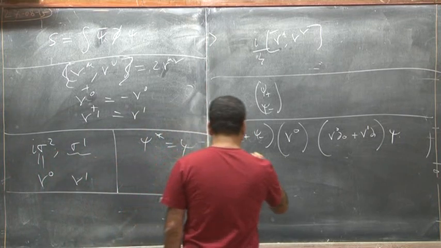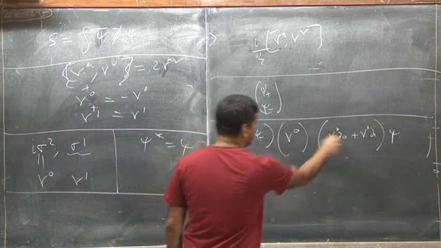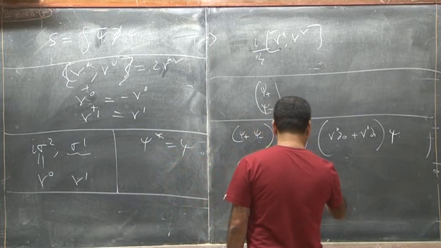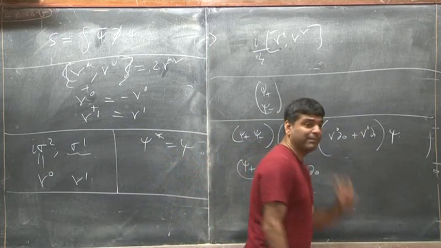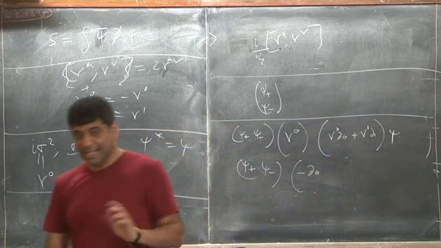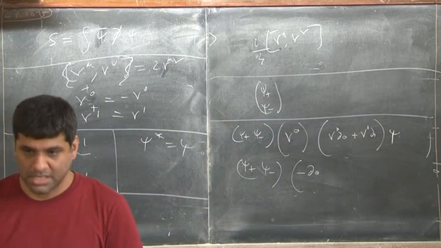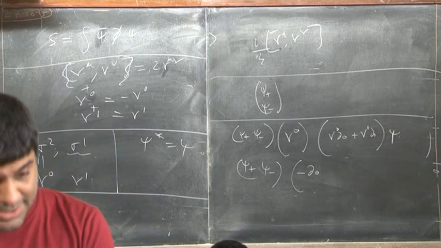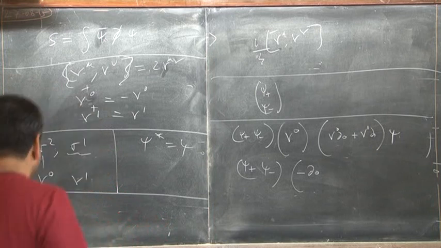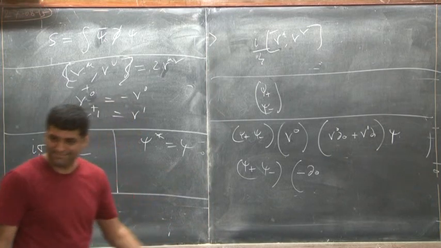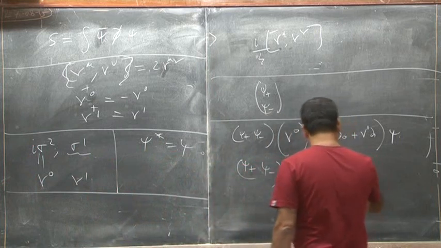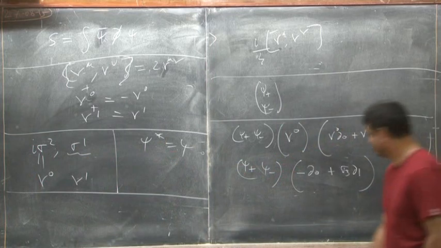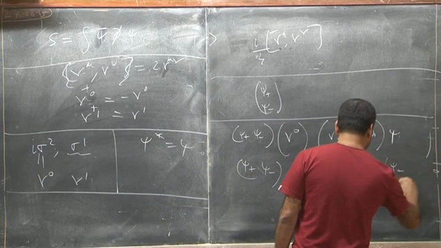Okay, but this is the same as psi plus, psi minus, gamma 0 squared is minus 1, minus del 0, gamma 0, gamma 1. Now what's that? So that's I times sigma 2 times sigma 1. Now sigma 2 times sigma 1 was minus I times sigma 3. So this is I times minus I times sigma 3. So that's sigma 3. Okay, plus sigma 3 gamma 1 times psi plus psi minus.